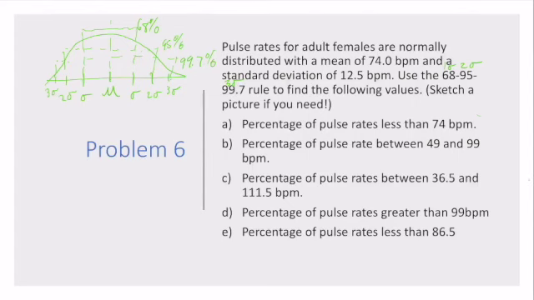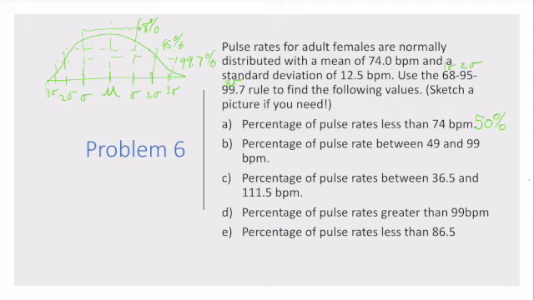So I have my normal distribution. My mean is 74, and I want to know what percent of pulse rates are less than 74. Well, because 74 is my mean, it divides my data set in half. So I've got an area of 0.5 on either side, so it's going to be 50%. That was a nice, easy one to get started. So 50% of pulse rates are less than 74.